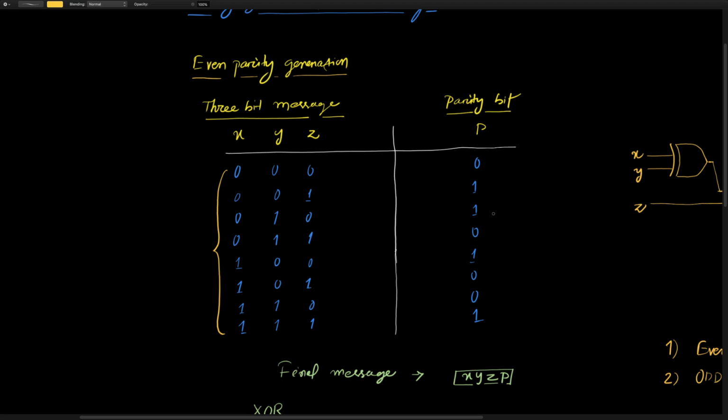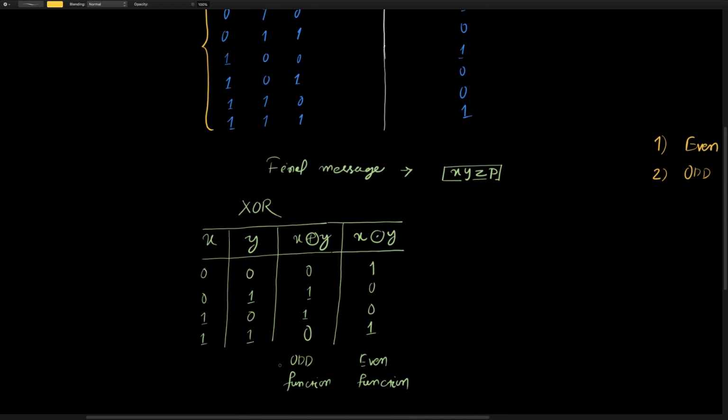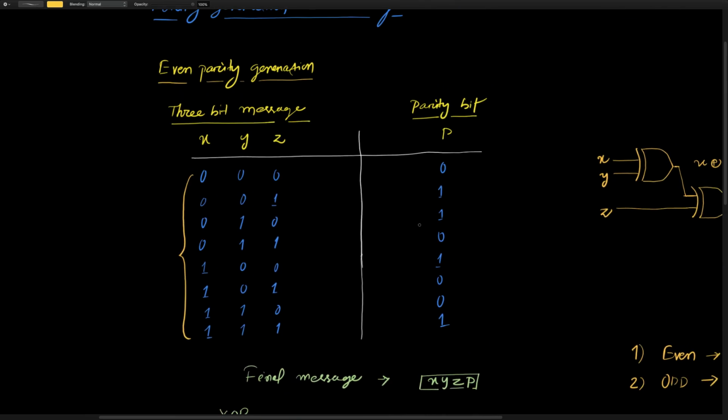So for that we have to use an XOR gate. Now why XOR gate? Because XOR gate is an odd function. For any odd number of ones, XOR will give you 1, whereas for any even number of ones it will give you 0. So to generate the parity bit in case of even parity, we have to use this odd function, and that odd function is XOR. So we have followed the very same thing here.